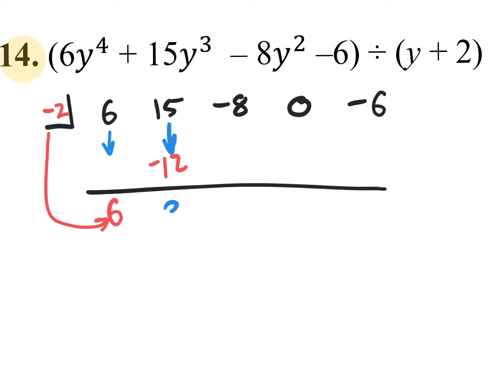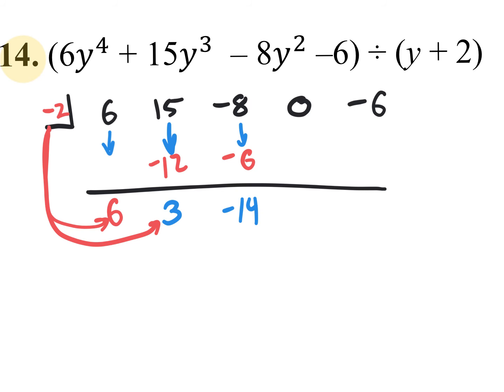That gives us a 3. As you go up, you multiply. Oh man, I got all my colors all messed up. Negative 2 times 3 is negative 6. As you go down, you combine. Negative 8 and negative 6 is negative 14.